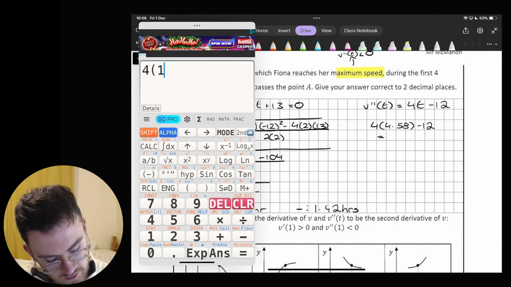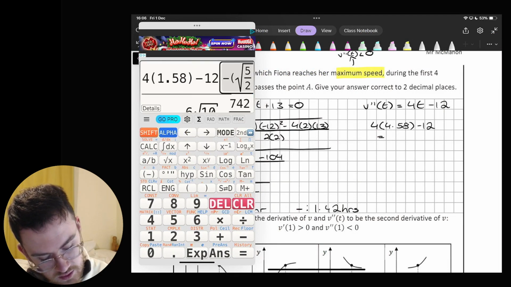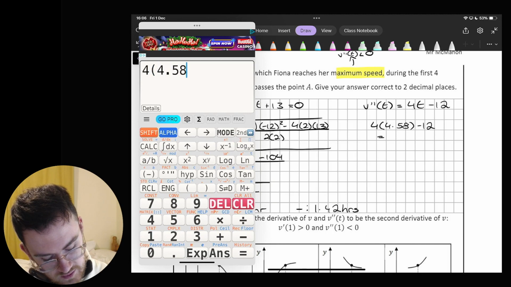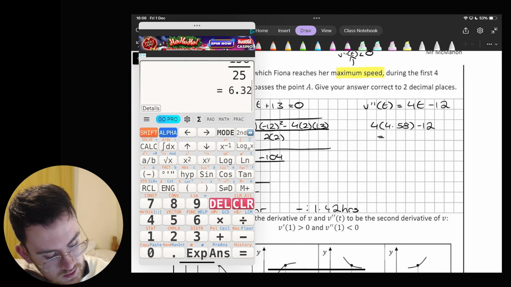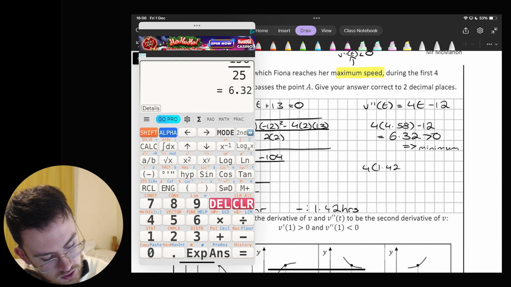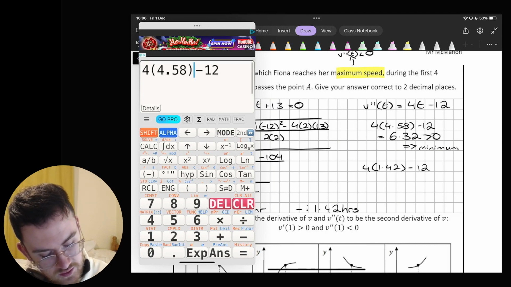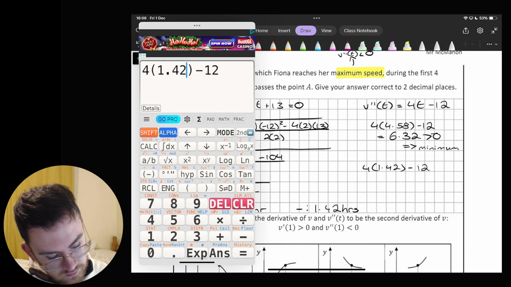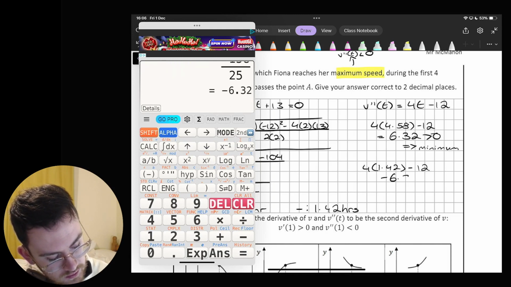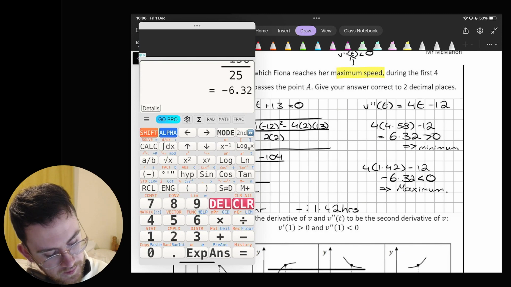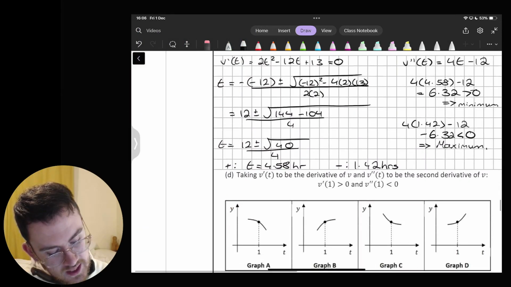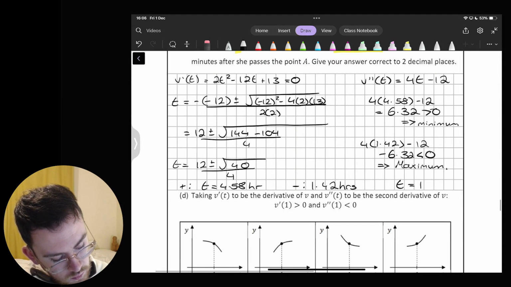So 4 by 4.58 minus 12 gives me 6.32, which is greater than 0, which implies that it's a minimum. And subbing in 1.42 instead of the 4.58 there gives me minus 6.32, which is less than 0, which implies that that is a maximum. Okay, so the time t at which I get a maximum is going to be 1.42 hours.